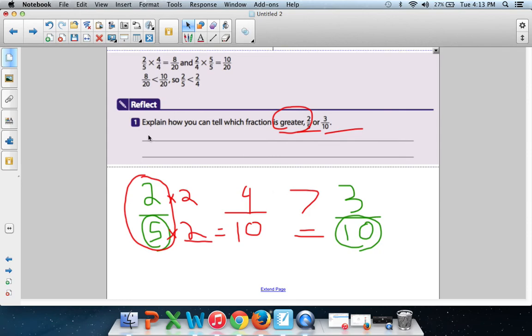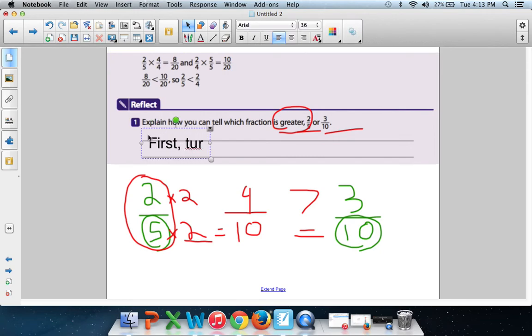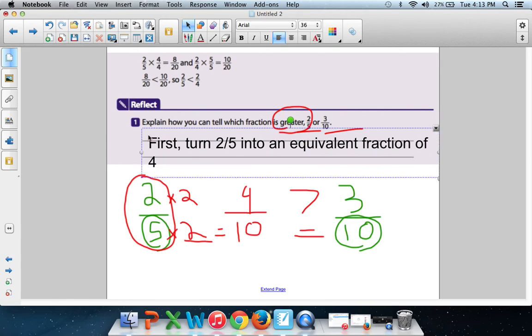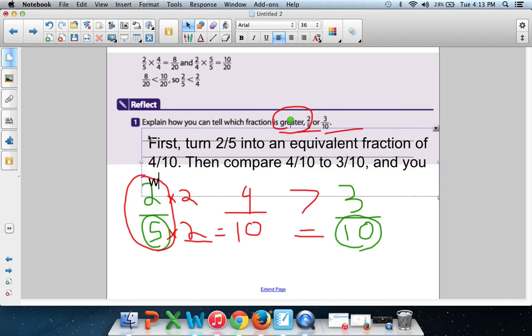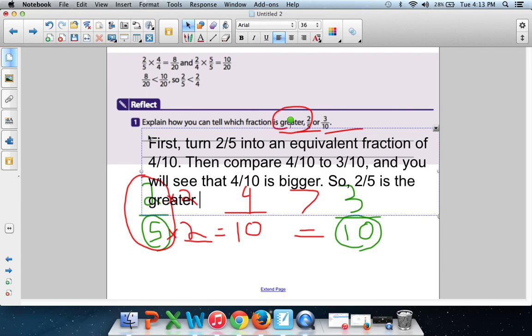So how can you tell which fraction is greater? First, turn 2/5 into an equivalent fraction of 4/10. Then compare 4/10 to 3/10, and you will see that 4/10 is bigger. So 2/5 is the greater fraction.